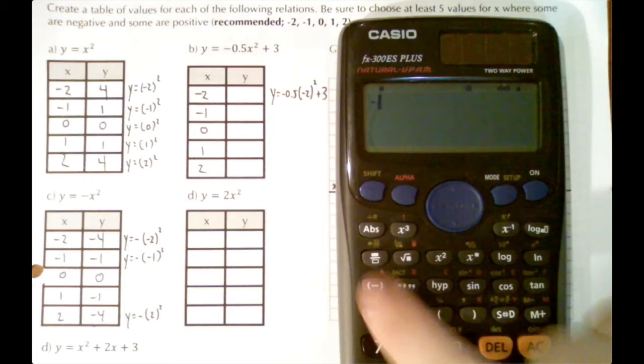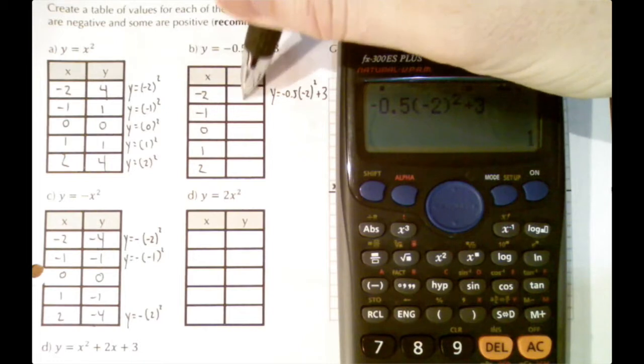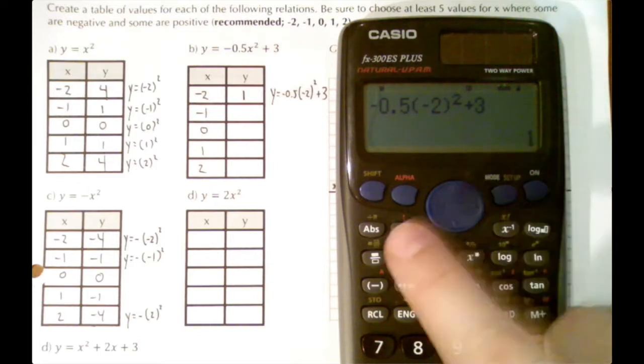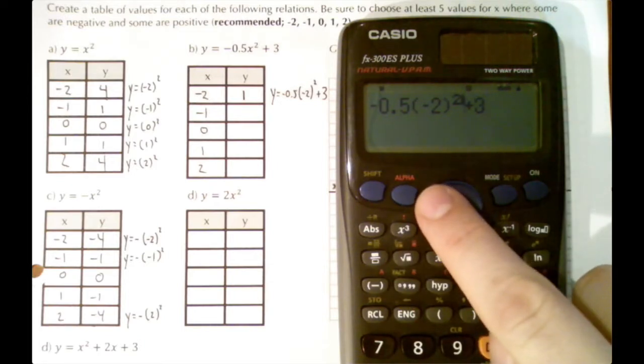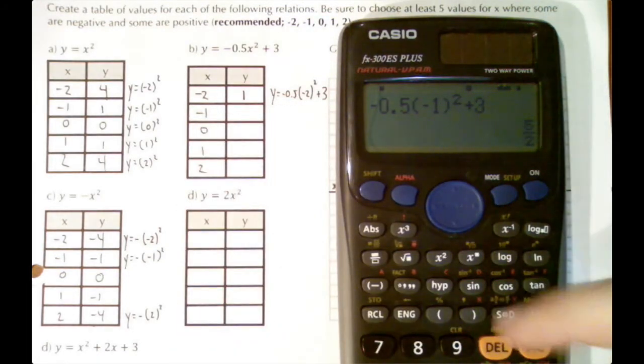So we've got negative 0.5, bracket, negative 2 is our x. We're going to square it, and then we're going to add 3. And we get 1. And now we're going to do the same thing for the rest of the x values. And what's kind of nice when you're making a table is if you have a calculator like this, you can just go change the x value in the equation. You don't have to type it in every time. So that's what I'm going to do. I'm going to change that to negative 1. And now we have the whole thing, but with negative 1. It equals, and we get 5 over 2, which is 2.5.